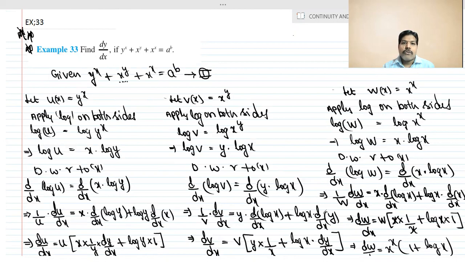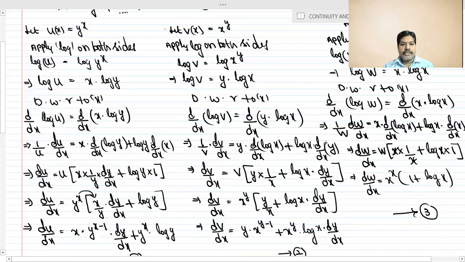First, just apply the log. It seems a lengthy problem, but if you understand the procedure, the problem is very easy. So just apply the log and apply the derivative. Then take the du by dx. The second function is also the same. Take that v value, apply the log and apply the derivative. Then you will get the dv by dx value. The third one is also the same. Take w as x power x. Just apply the log and apply the derivative. You will get dw by dx.